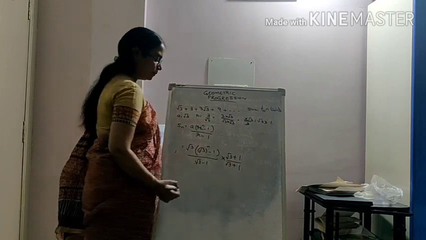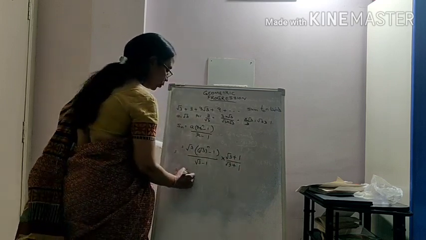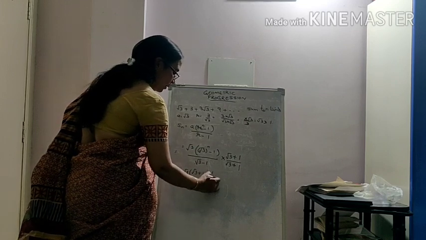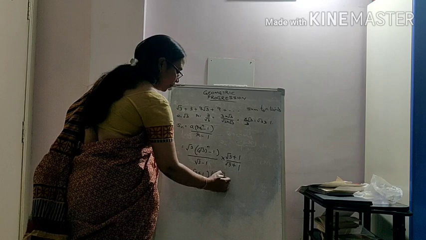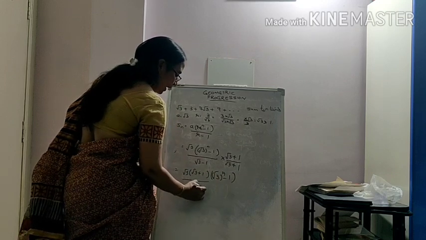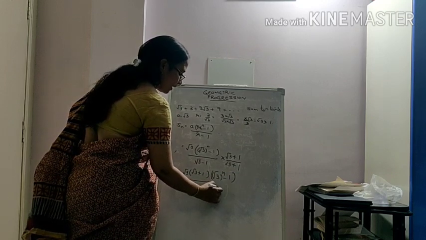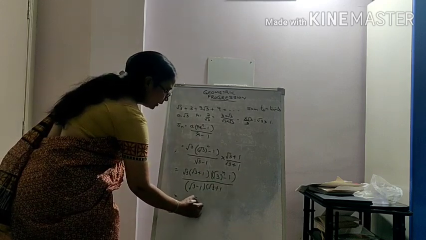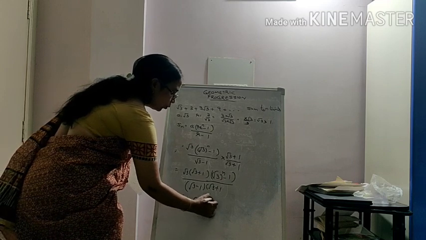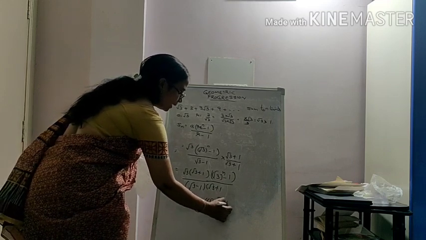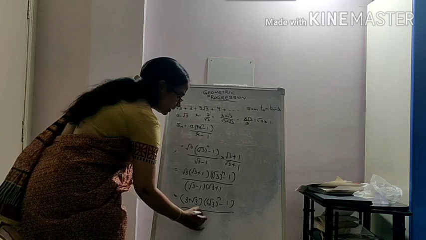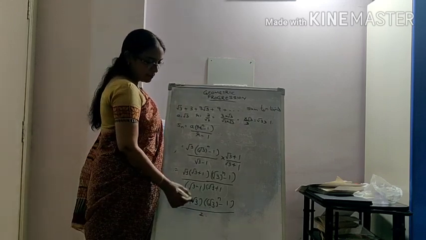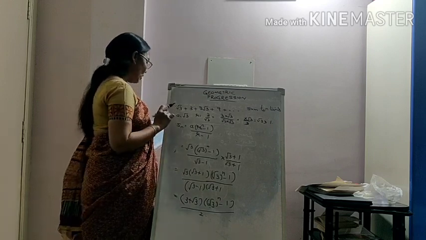Rationalizing the denominator, I can write this as root 3 into root 3 plus 1 upon root 3 minus 1 into root 3 plus 1. This will become 3 plus root 3 into root 3 to the power of n minus 1 upon 3 minus 1, which is 2. Root 3 whole square is 3, 3 minus 1 is 2. So this is the sum of n terms.